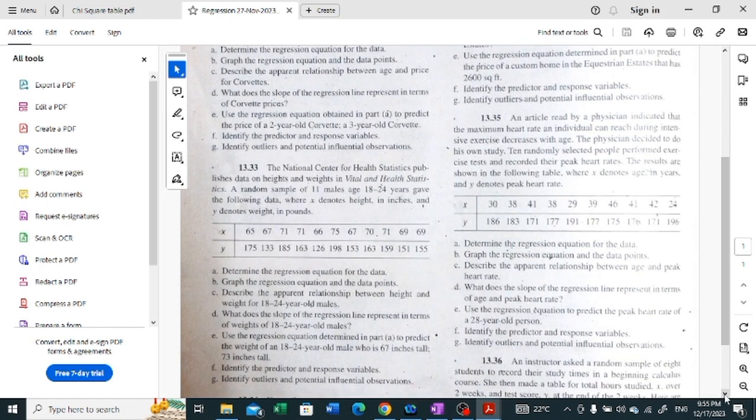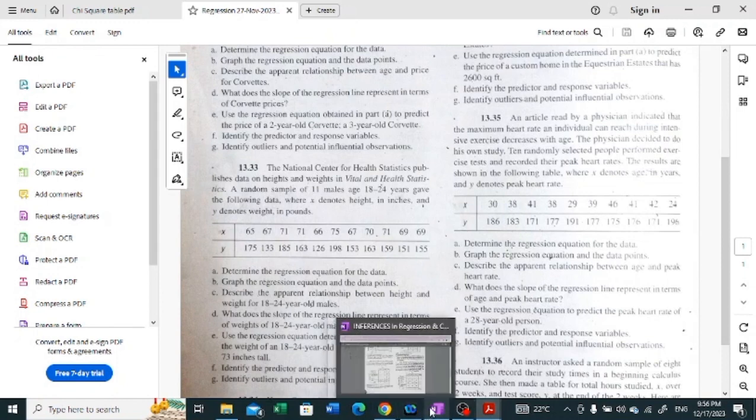13.35. An article read by a physician indicated that the maximum heart rate an individual can reach during intensive exercise decreases with age. The physician decided to do his own study. 10 randomly selected people performed exercise tests and recorded their peak heart rates. The results are shown in the following table, where X denotes age in years and Y denotes peak heart rate. As the first part, determine the regression equation for the data.